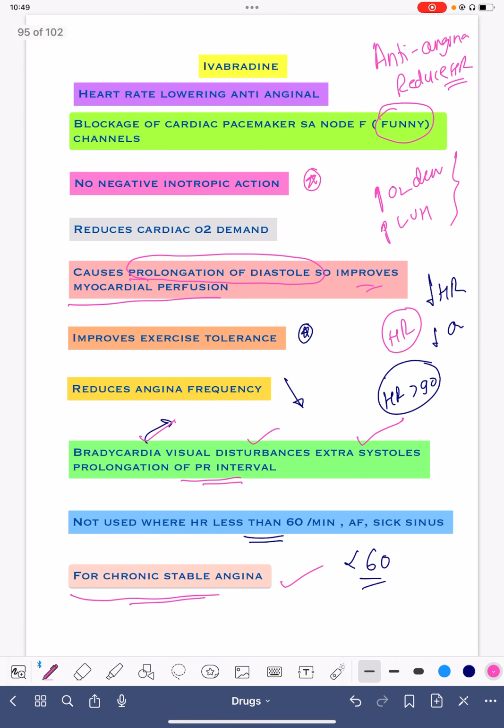So this is one of the excellent drugs which has an anti-anginal property, a heart rate reducing property without any inotropic effect, which has been shown to reduce the heart rate, reduce the cardiac oxygen demand, and give better diastole and better myocardial perfusion. And that's all for now, and thank you so much.